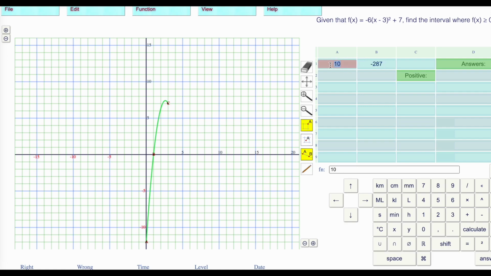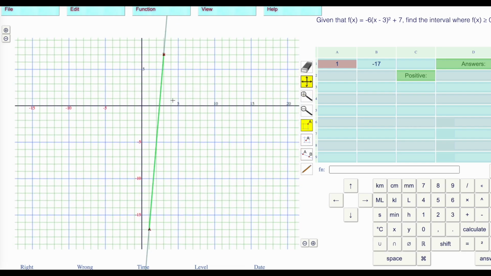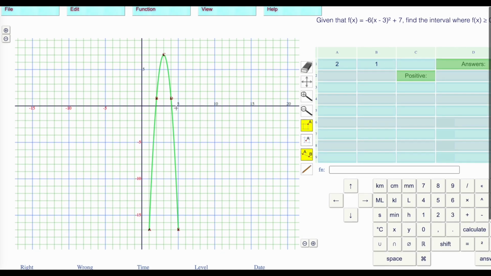Let's see when x is 1. What do we get? Negative 17. Okay, good. So when x is at 1, we're at negative 17. That is 2 away from the vertex. So if I go 2 away on the other side, we should also be at negative 17. When x is equal to 5, we get negative 17. When x is equal to 4, we get 1. So (4, 1). When x is equal to 2, we should also get 1. We get 1. The parabola looks like this.